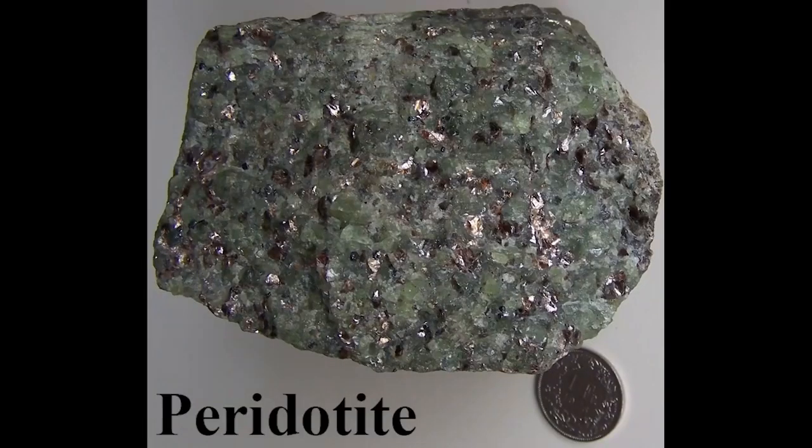Okay, so how does all of this help us understand how magmas form? The mantle is composed chiefly of peridotite, and partial melting of this material produces basaltic magma.